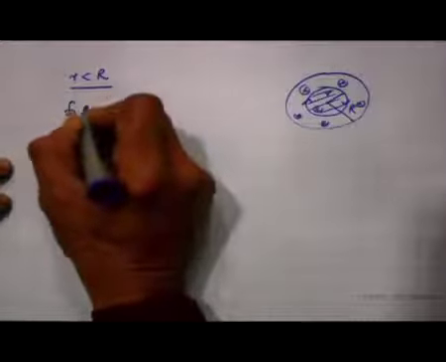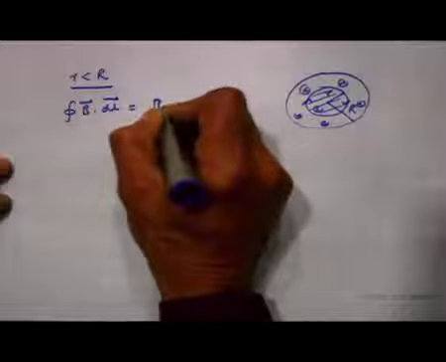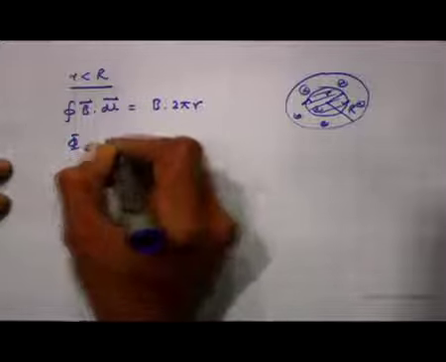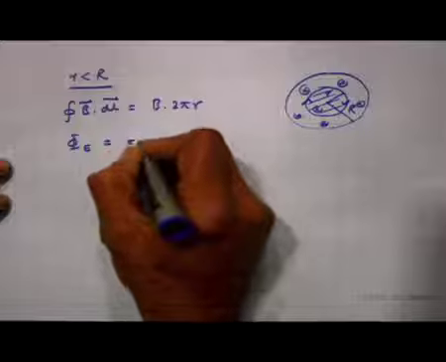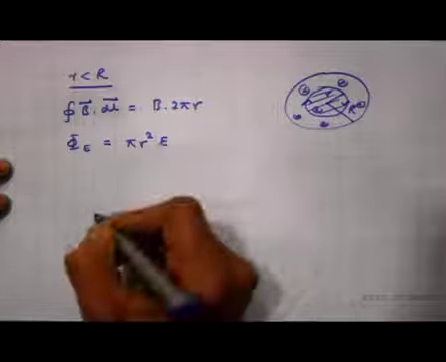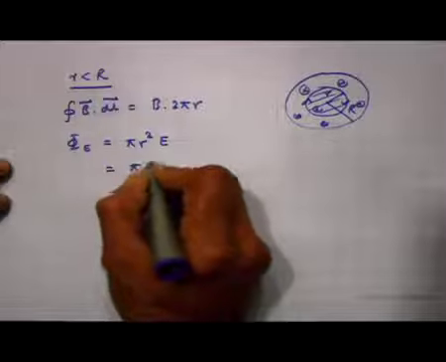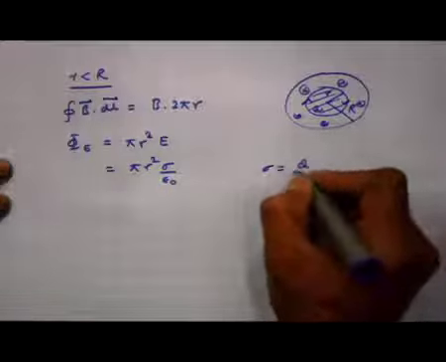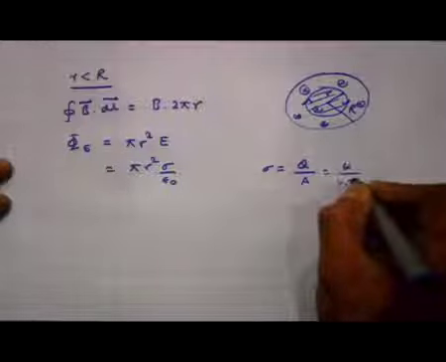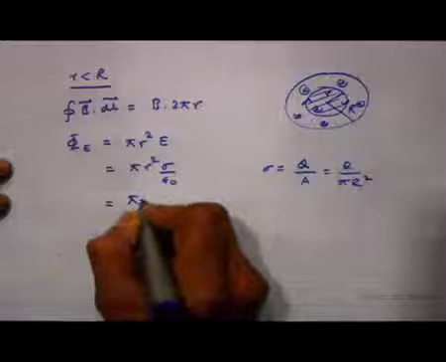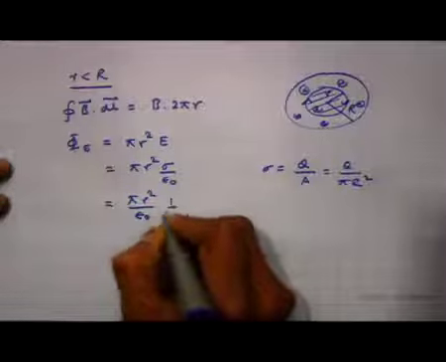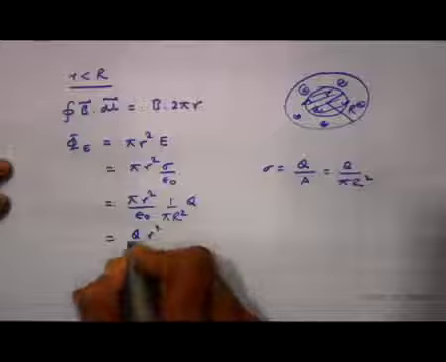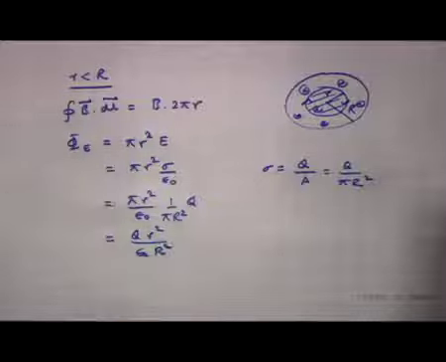So, integral B dot dl is nothing but B times 2 pi r, and the electric flux is equal to the area, pi r square, into the electric field E. E is nothing but sigma by epsilon 0. Sigma is the surface charge density, which is q by the area of the plates, q by pi capital R square. So, this is equal to pi small r square by epsilon 0, 1 by pi capital R square, q, and that is equal to q times small r square by epsilon 0 capital R square.